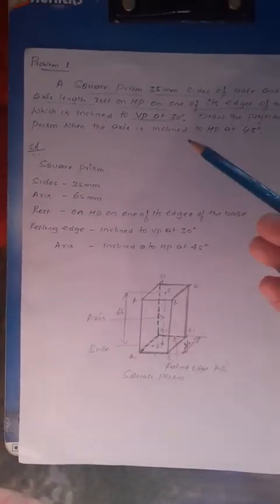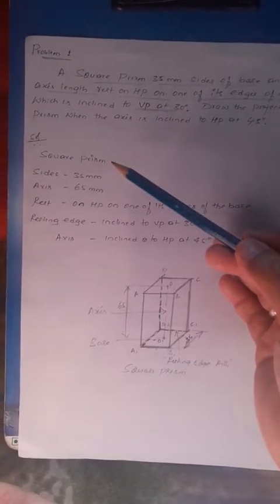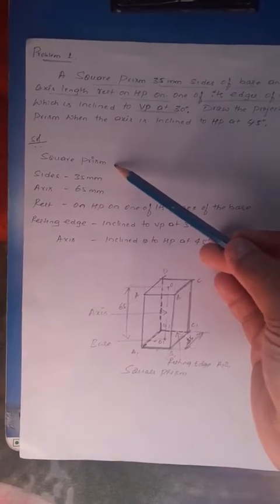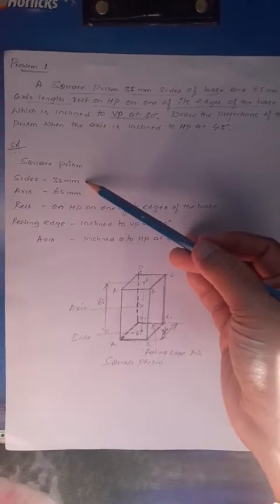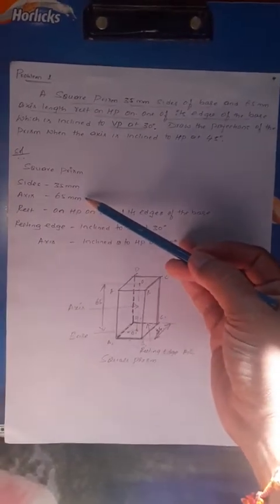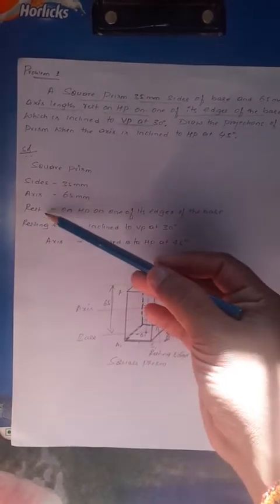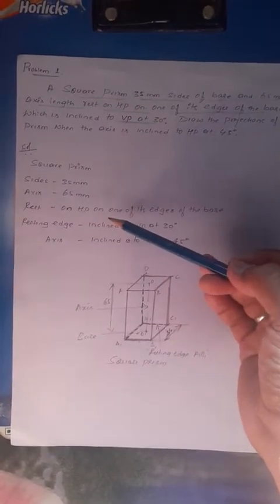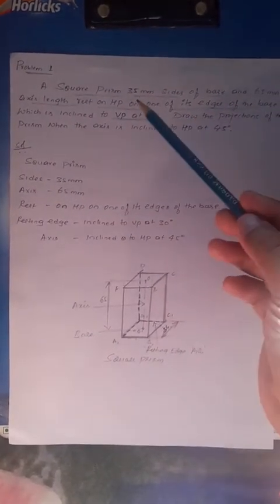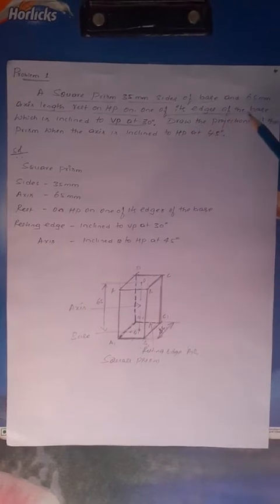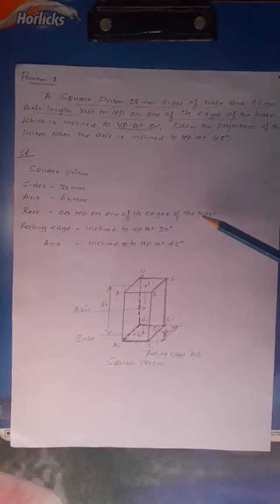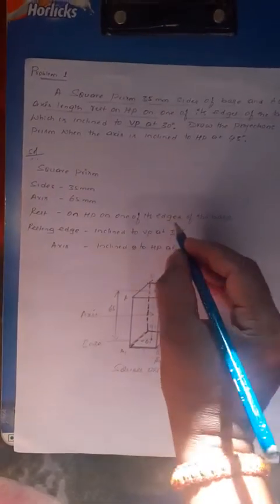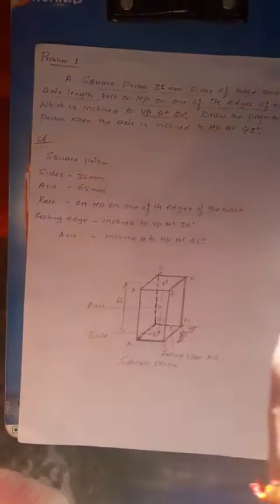Read the problem once or twice. Now identify the type of solid. It's a square prism. Side is how much? 35 mm base side, 65 mm axis length. Next, the resting condition: rest on HP on one of its edges of the base means it is an edge condition, right?